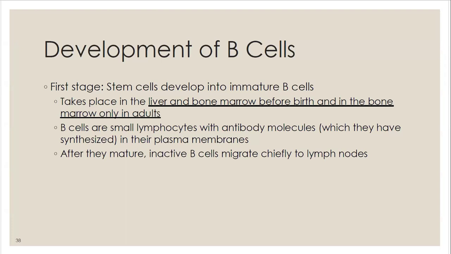The second stage is maturation and migration. Once they mature, B cells become inactive and migrate primarily to lymph nodes, where they await activation. Activation occurs when the B cell encounters its matching antigen, and that will trigger your immune response. B cells are pivotal in producing antibodies and establishing memory to enable the body to combat infections after repeated exposure.